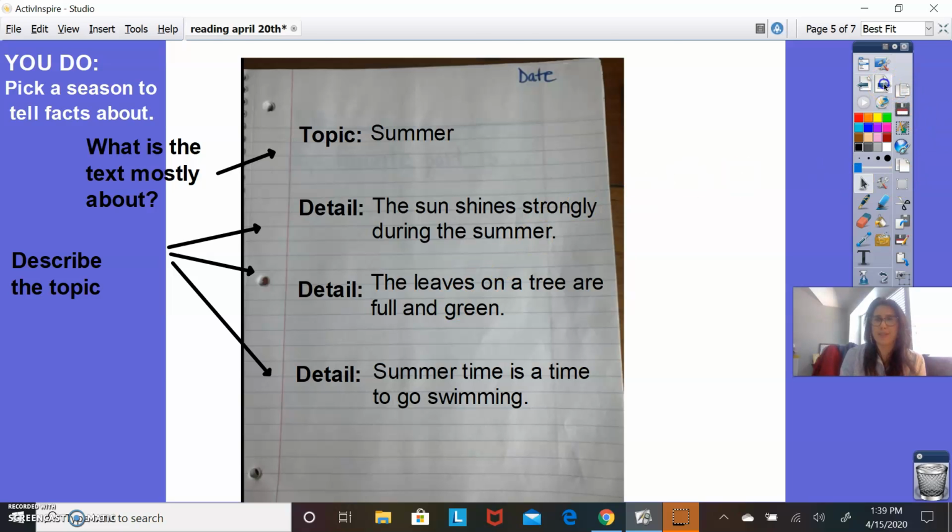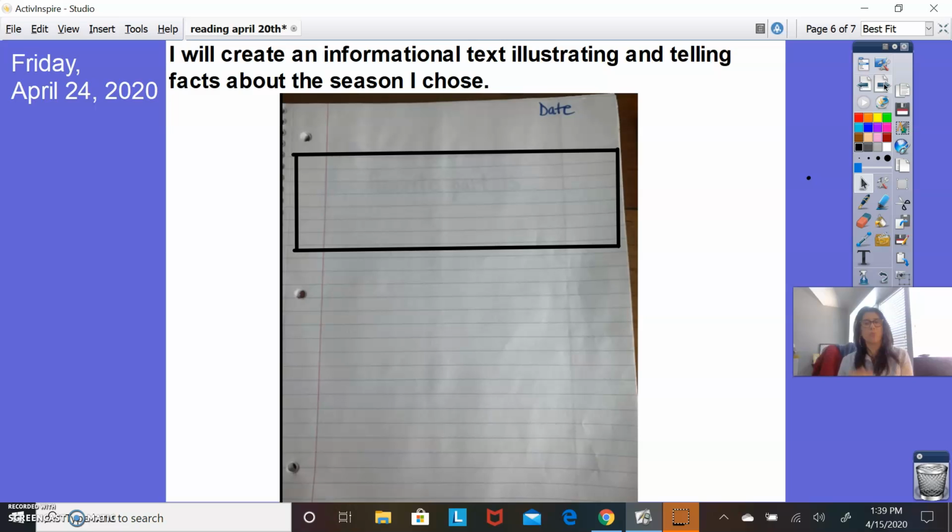So let's go back to Friday. We've reviewed what we talked about this whole week about informational text. Today, you are going to be creating an informational text, illustrating. We know illustrating means to draw, and telling facts about the season that I chose.